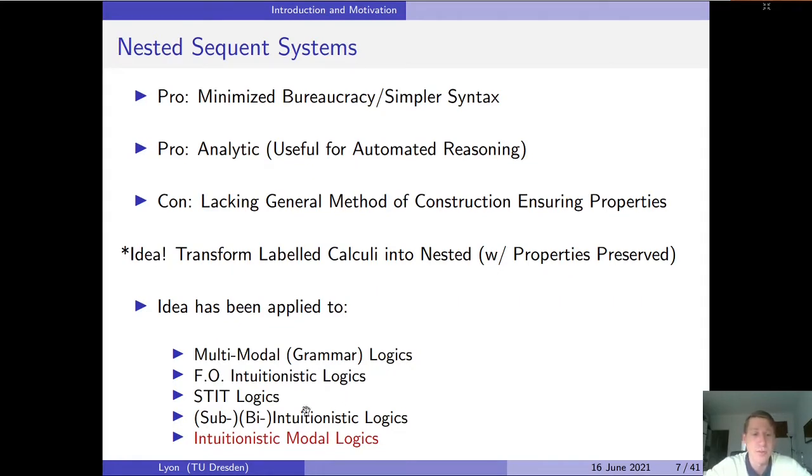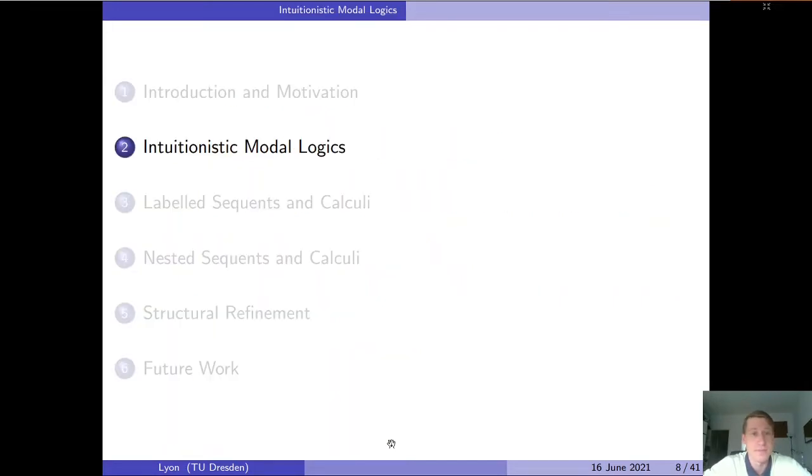since the logics we'll be interested in are propositional. I've applied it to stit logics, which are logics for reasoning about agent-based choice-making, to sub and bi-intuitionistic logics, but this work is not yet published. It's getting there. And last, to intuitionistic modal logics, which is what we are interested in this talk.